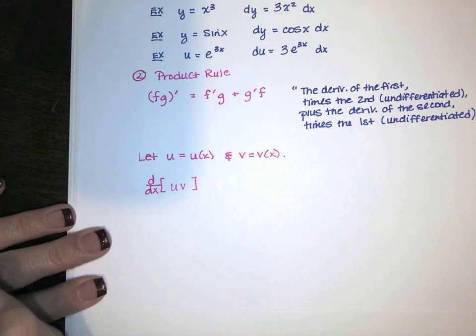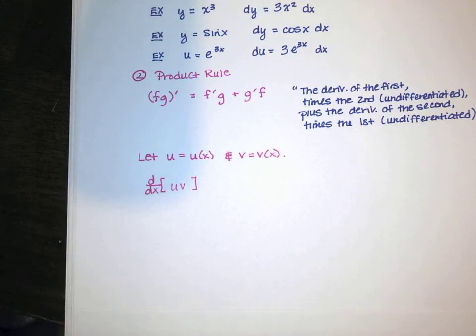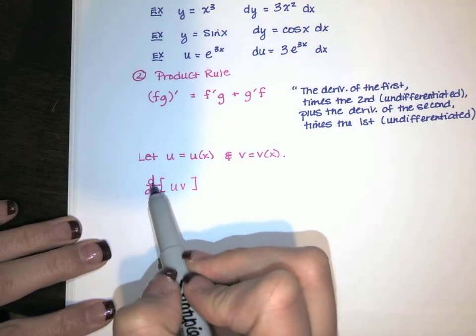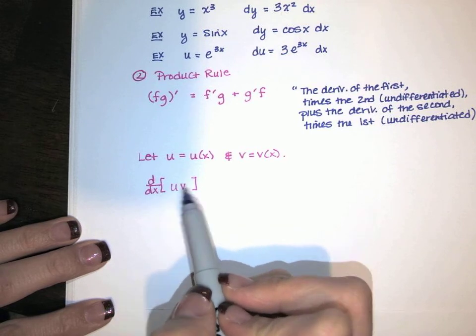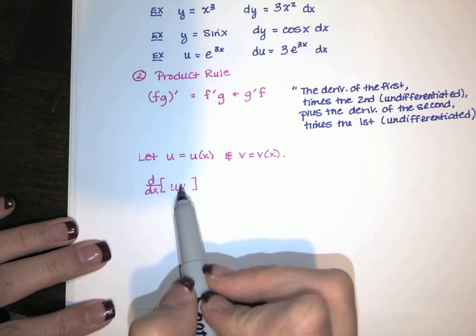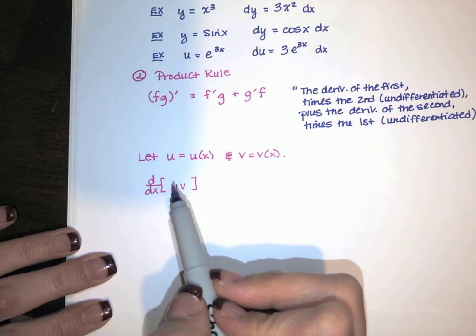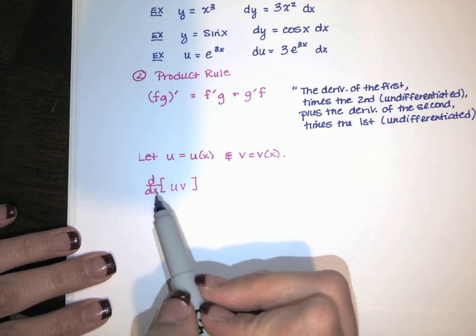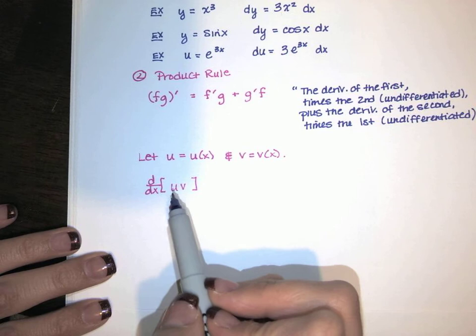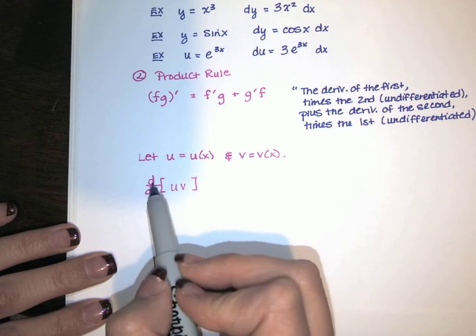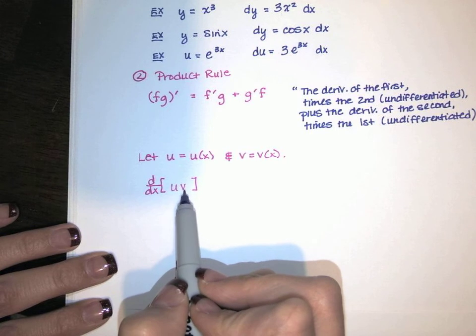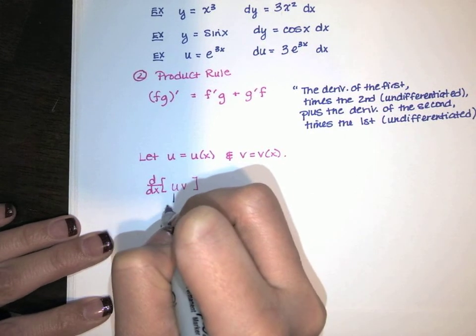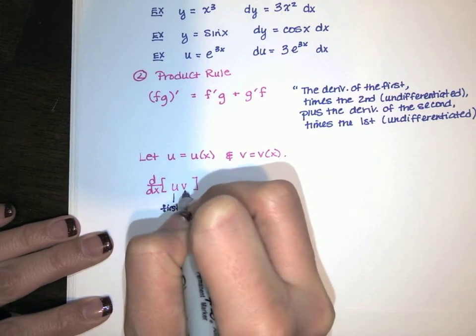I've got this. Now, this is an operator. If you're unfamiliar with this notation, you should know d dx means take the derivative with respect to x of whatever is in these brackets. I'll always use brackets. Some people will also use parentheses. So this is the derivative with respect to x of u times v, where u is a function of x and v is a function of x. So this is my first function, and this one's my second function.